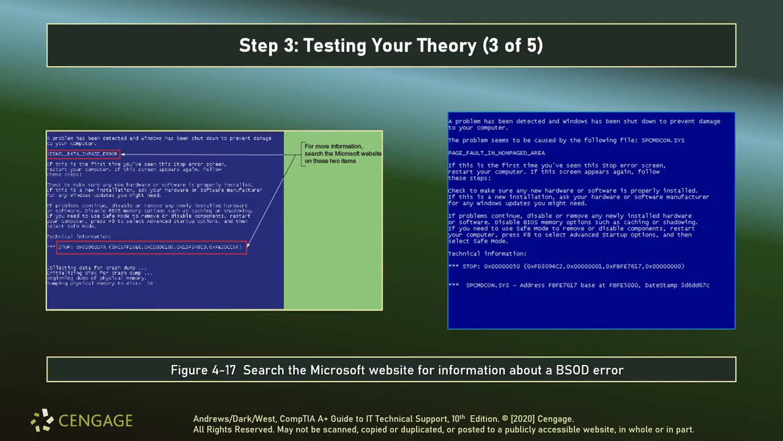We also have the technical information down there at the bottom, as you see, as well as where it says spcmdcon.sys, address FBFE7617, base at, and it gives a date stamp. So it's just some technical information about the state of the file when the crash occurred. Some of this information will actually be kind of obscured in more modern blue screens of death, anything for Windows 10. It'll usually have a QR code, and it'll tell you some information about the crash there as well.